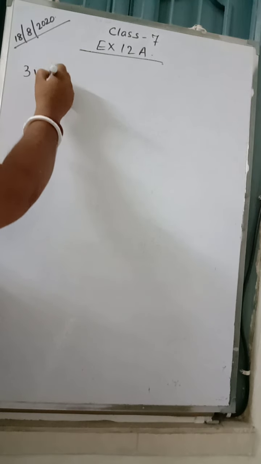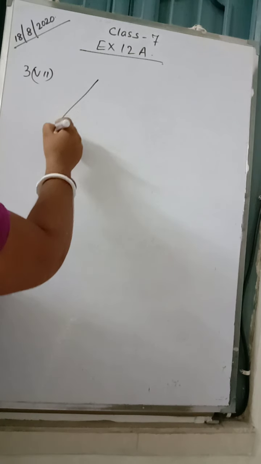Today we were solving picture sums from exercise 12a. We have solved up to 3-6. Look at question number 3-7. It is the figure you must draw. The figure is given like that.